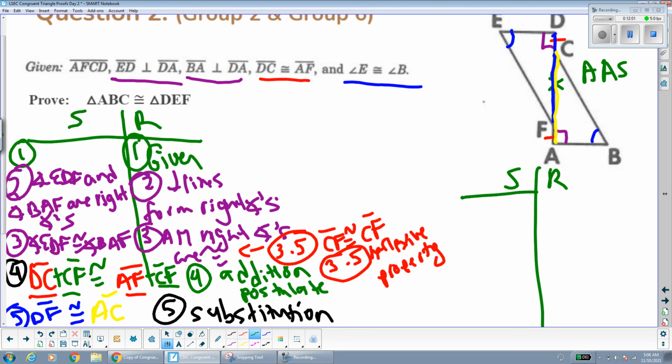Now we have all the information necessary to prove the two triangles congruent. So we could finish off this proof by saying triangle ABC is congruent to triangle DEF. And we proved this through AAS, angle, angle, side.